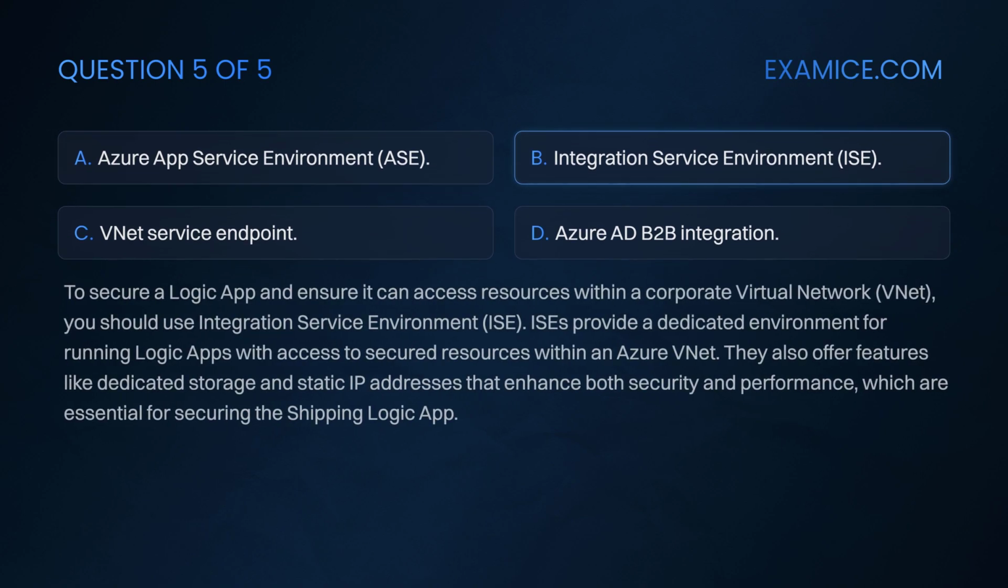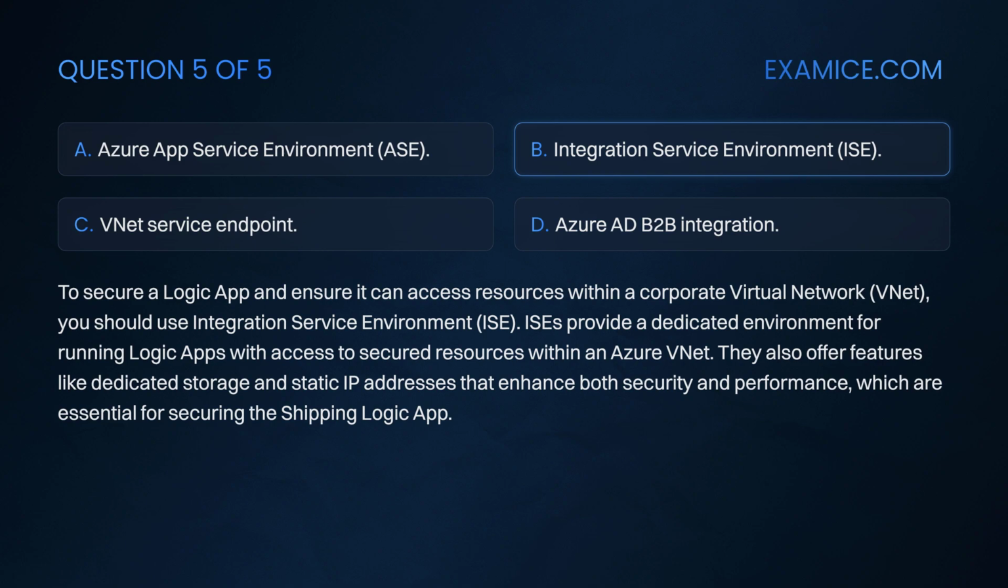To secure a logic app and ensure it can access resources within a corporate virtual network, you should use Integration Service Environment. ISEs provide a dedicated environment for running logic apps with access to secured resources within an Azure VNet. They also offer features like dedicated storage and static IP addresses that enhance both security and performance, which are essential for securing the shipping logic app.